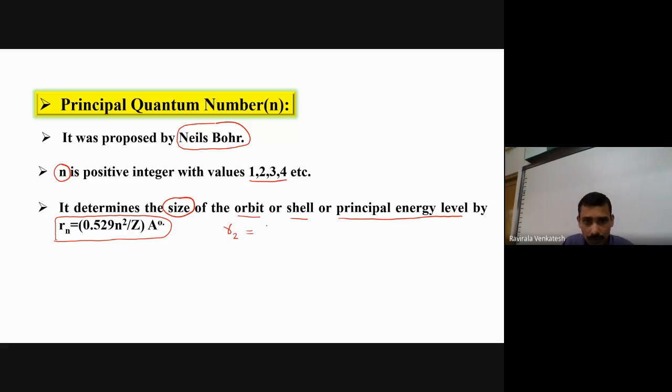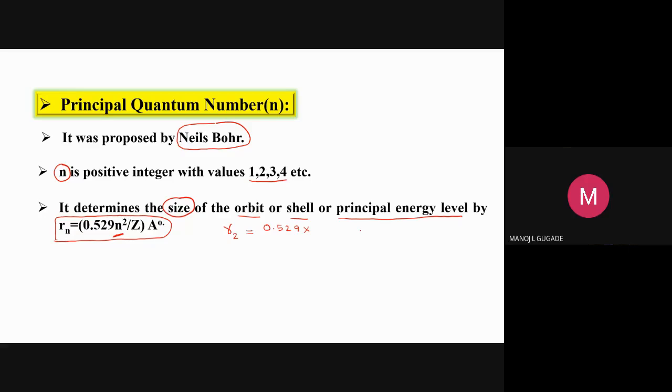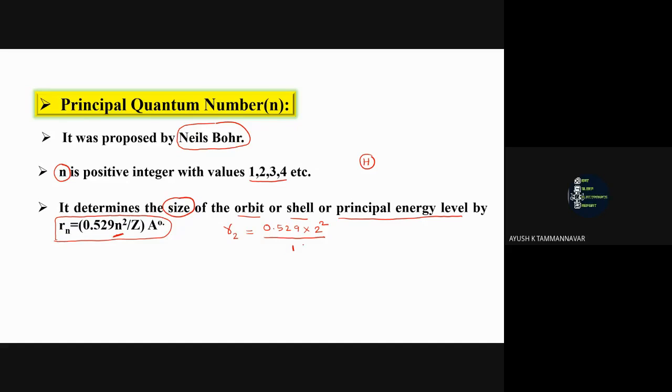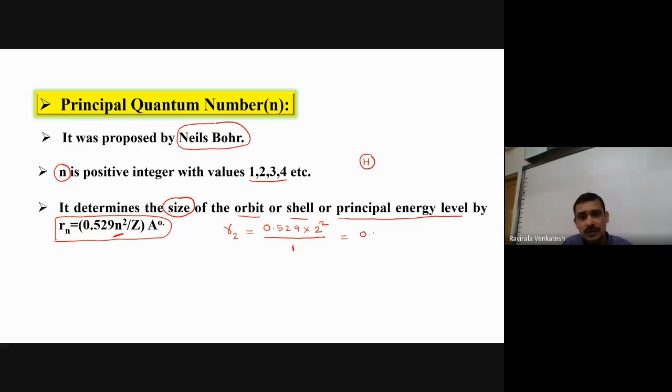Now what will be the formula? 0.529. In this case, n is equal to what I have to substitute? N is equal to 2. So I take 2 whole square divided by Z, for which atom we are calculating? Assume it is hydrogen, so I substitute 1. Then we get 0.529 into 4. Roughly you will get something like 2 point something angstroms here.